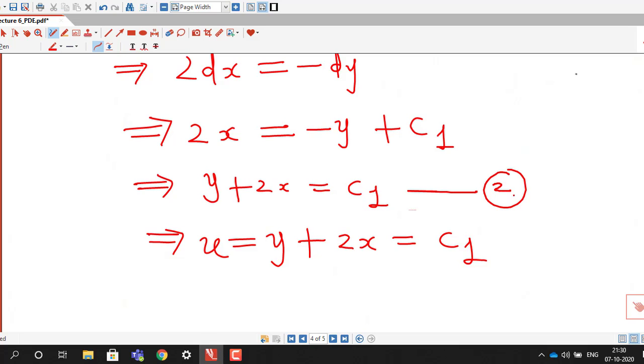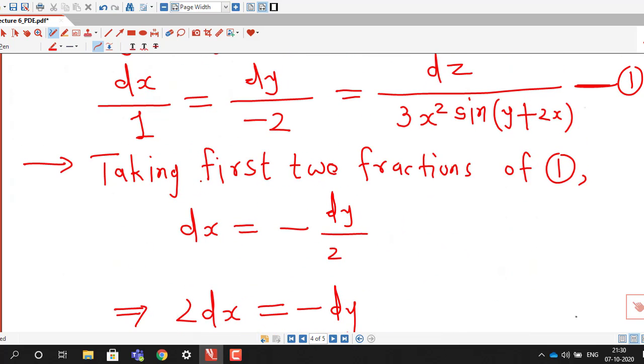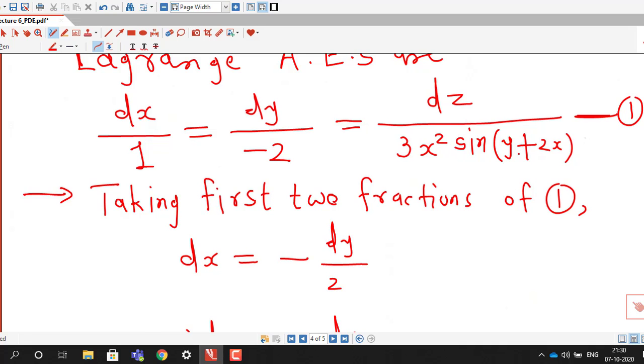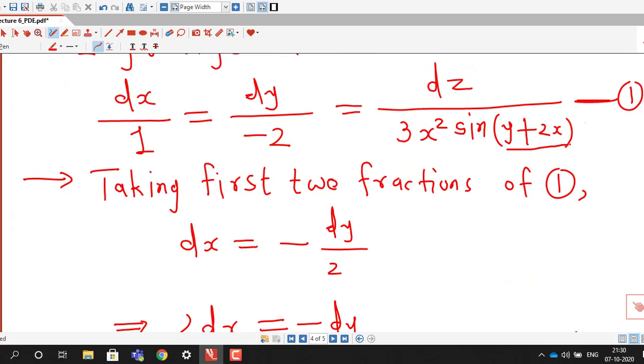this we have observed in this Lagrange auxiliary equations. We have y plus 2x here in the last term. So we can replace y plus 2x by c1 here. So y will be eliminated, or y will be hidden by putting y plus 2x equal to c1. So then we will have dz upon 3x square sin c1. So sin c1 will be constant, and after that we can compare this dz with dx, because everything will remain in terms of x and z after putting y plus 2x equal to c1.